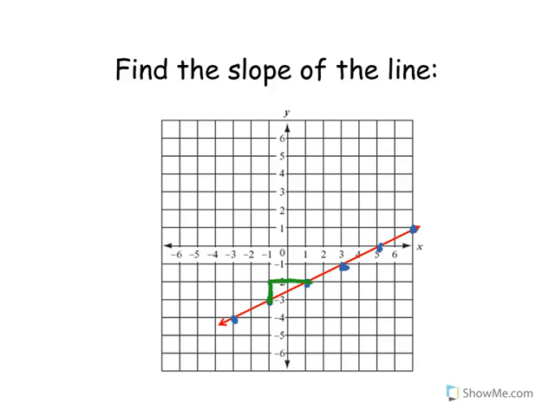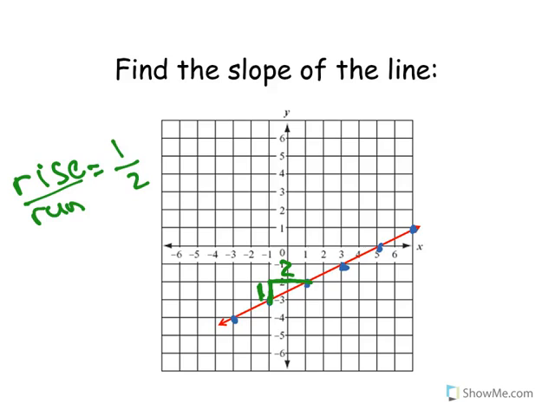Now the first thing we should do is look at this line, right? We should see that it's increasing from left to right. So we know the slope should be positive. Now if I am looking at my rise, I'm going up 1, so that's positive 1. And I'm running 2 to the right, so that's positive 2. So my slope, which is my rise over my run, should be equal to positive 1/2.